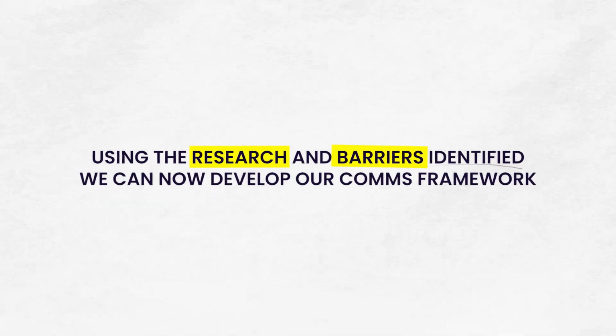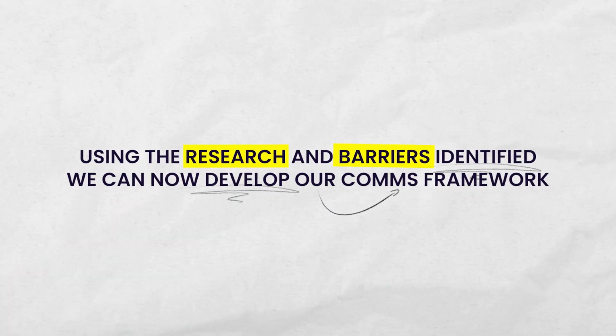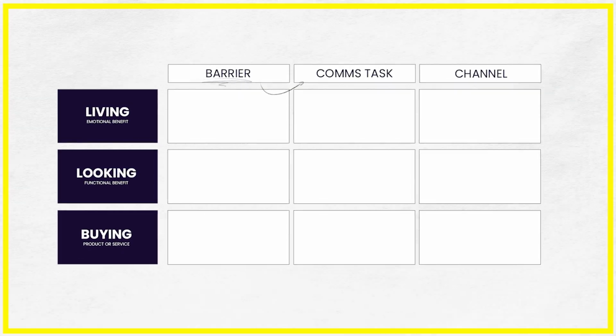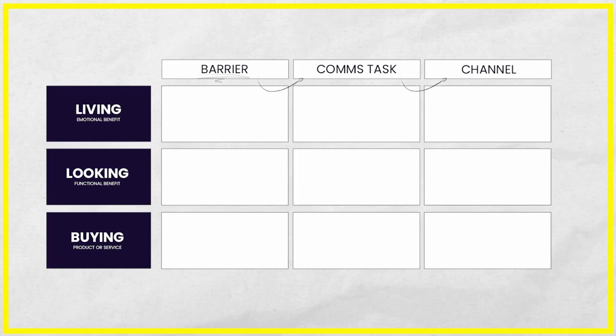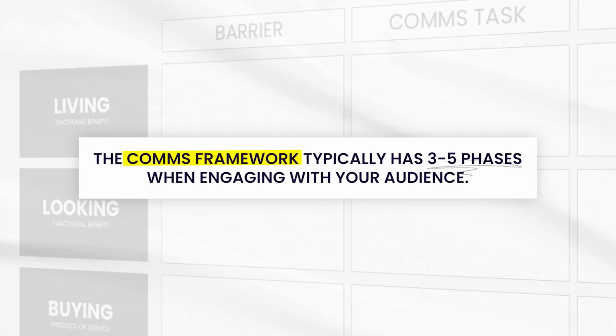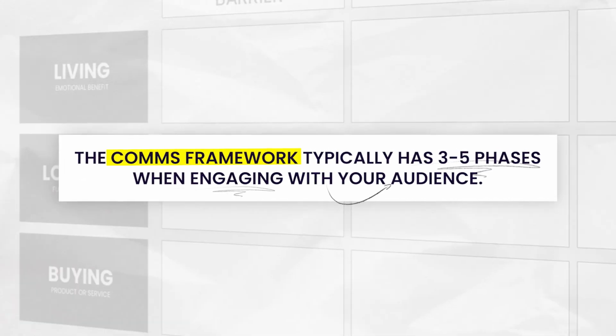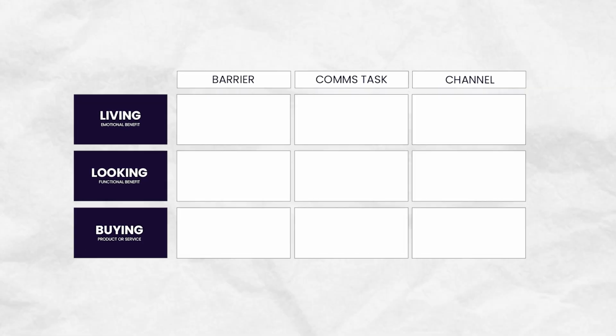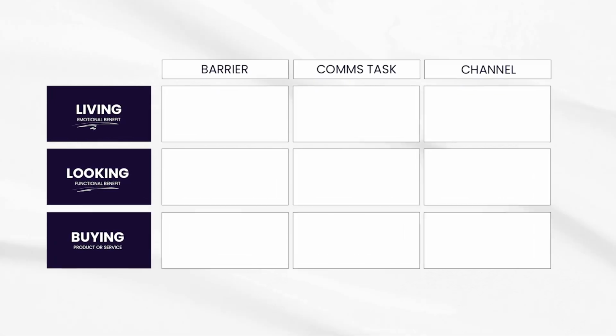A quick overview of it is that using research and barriers identified, we can now develop our comms framework. We address these barriers using comms tasks and solutions. Finally, we address these with media touchpoints. The comms framework typically has 3 to 5 phases when engaging with your audience. For budget efficiencies and to maximize effectiveness, I try to stick to 3 phases. These 3 phases are consumer-centric and are living, looking, and buying.